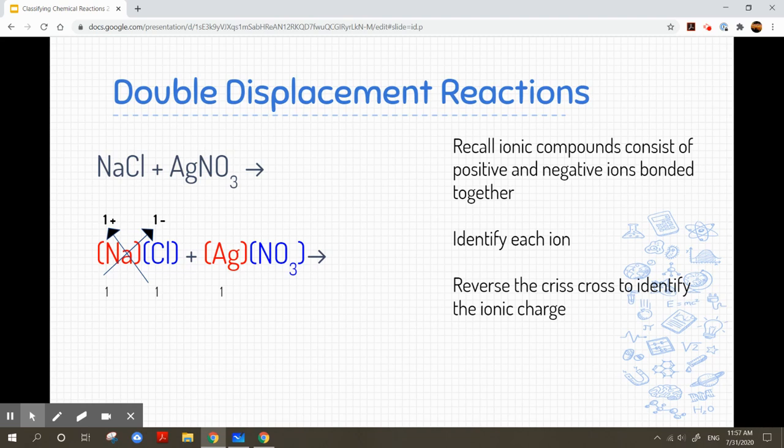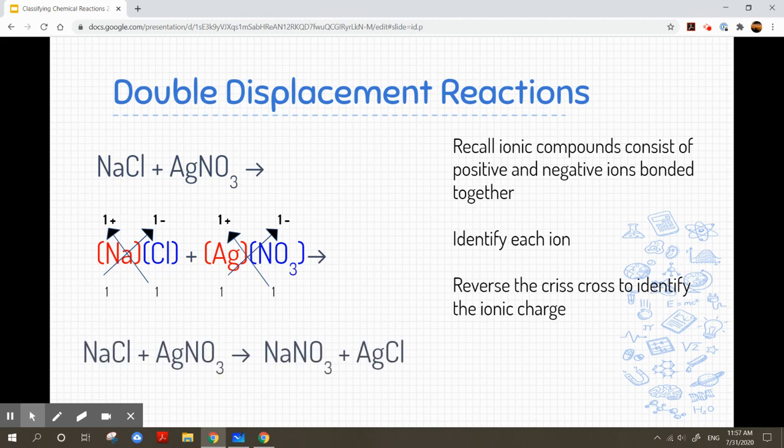Silver has a 1 plus charge. It's in a 1-to-1 ratio with the nitrate group, so we can see that the nitrate must have a 1 minus charge. That entire NO3 group has a 1 minus charge together. They move together. And now we'll just switch partners.